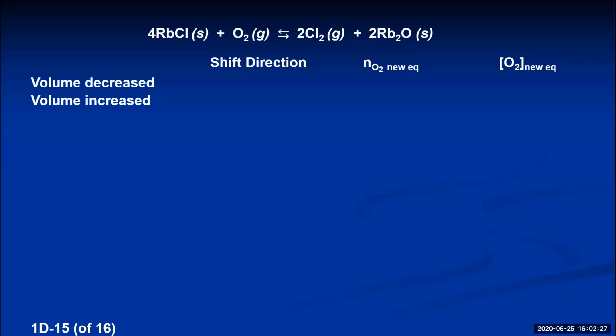They don't affect the volumes of gases. So on the reactant side, there's 1 mole of O2 gas, but on the product side, there's 2 moles of chlorine gas. So if you decrease the volume, you're compressing them. You've got to shift to create the lesser number of gas molecules, and 1 is less than 2, so the reaction is going to shift to the left so that the 2 moles of Cl2 get compressed into 1 mole of O2. So what happens to the moles of O2? They increase because the reaction's proceeding to the left.